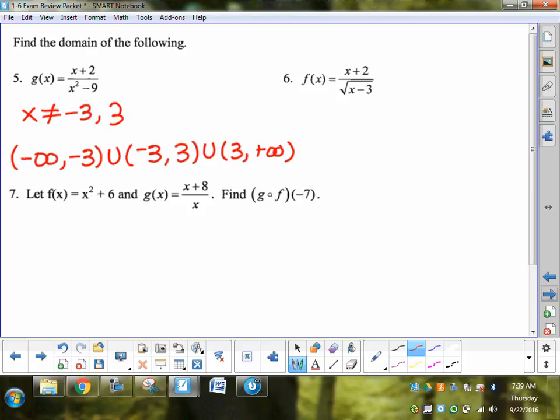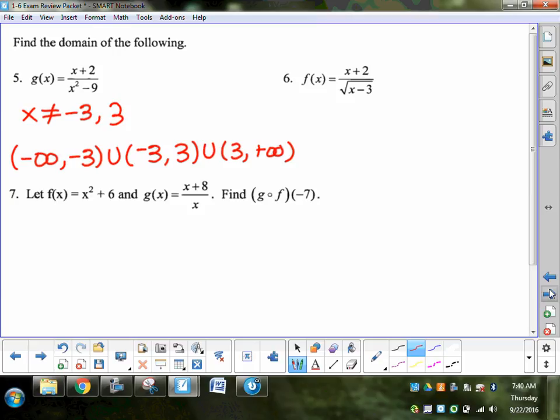What mistake do you think people will make? They're going to omit that middle interval. 0 is in the domain. -1 is in your domain. So you need to account for those values. They're going to give you an output that may be awkward, it may be ugly, but it'll give you an output. How about for 6?